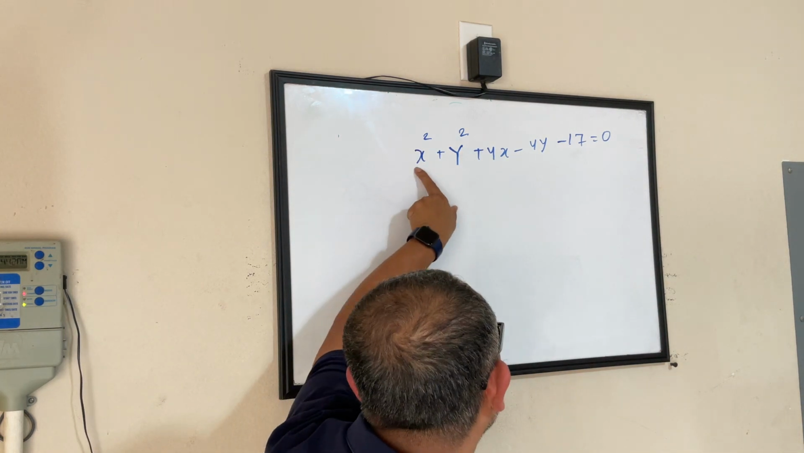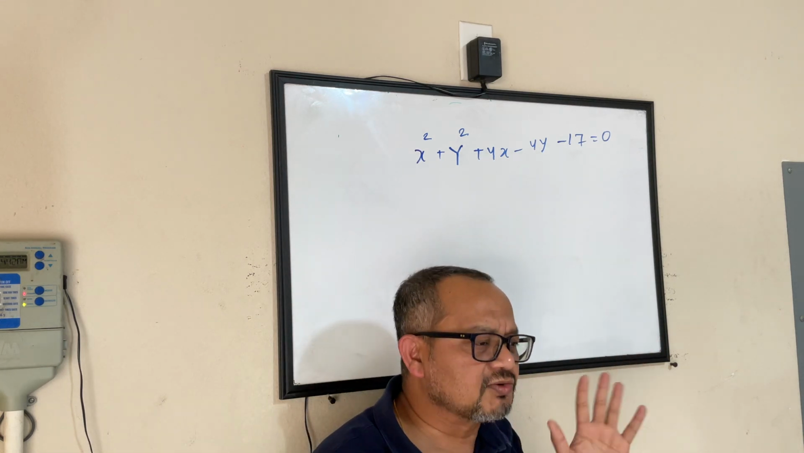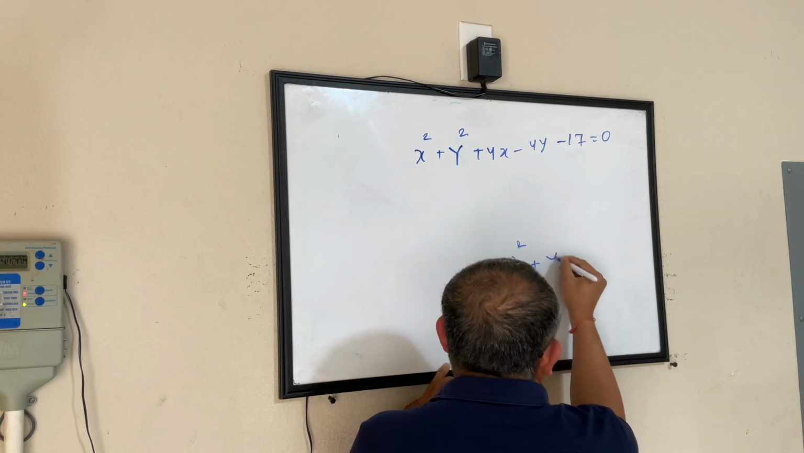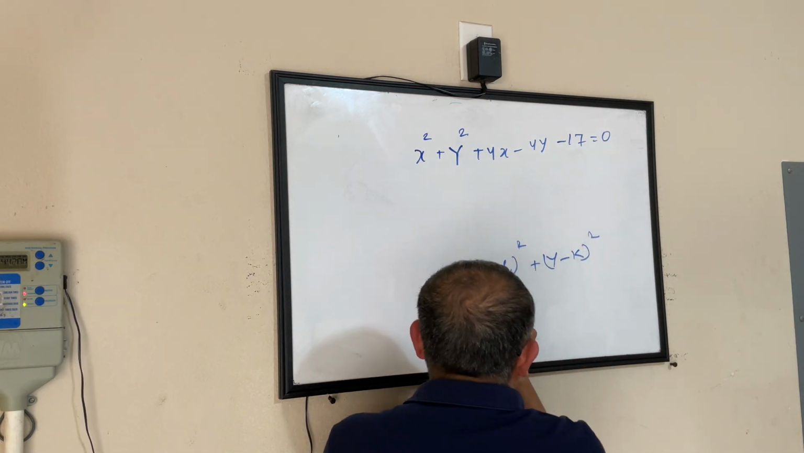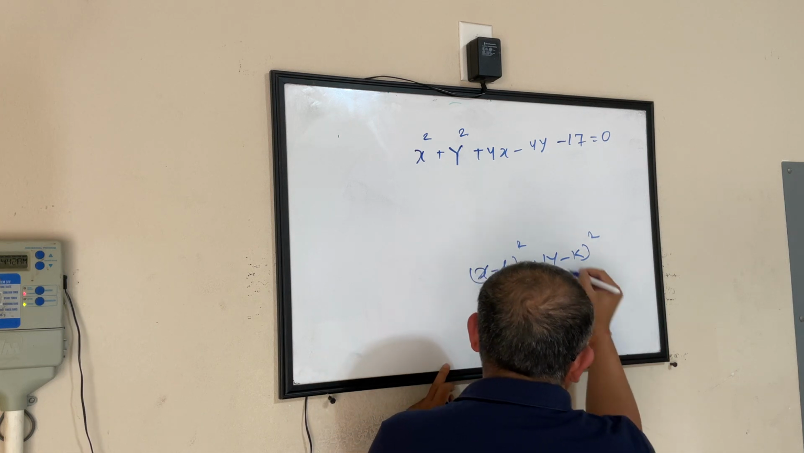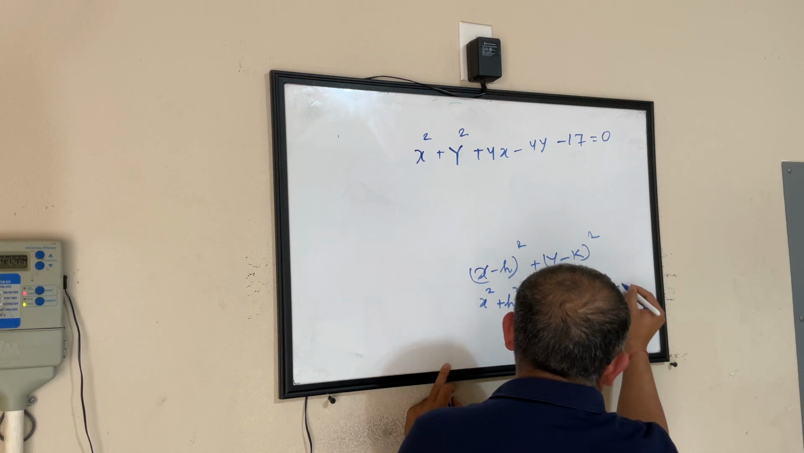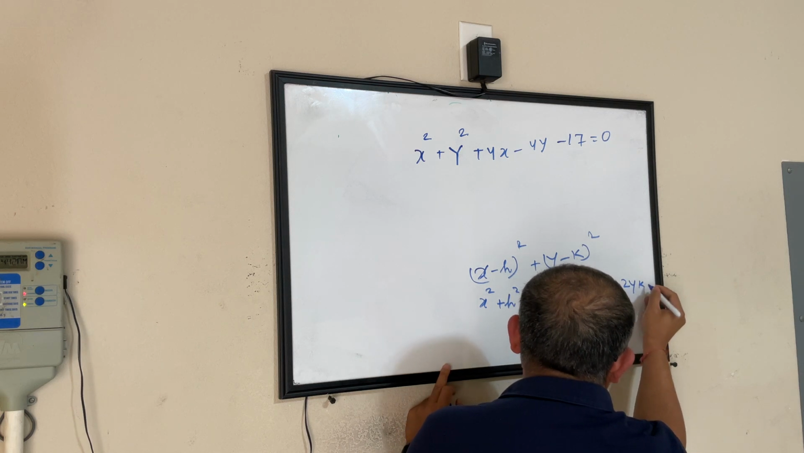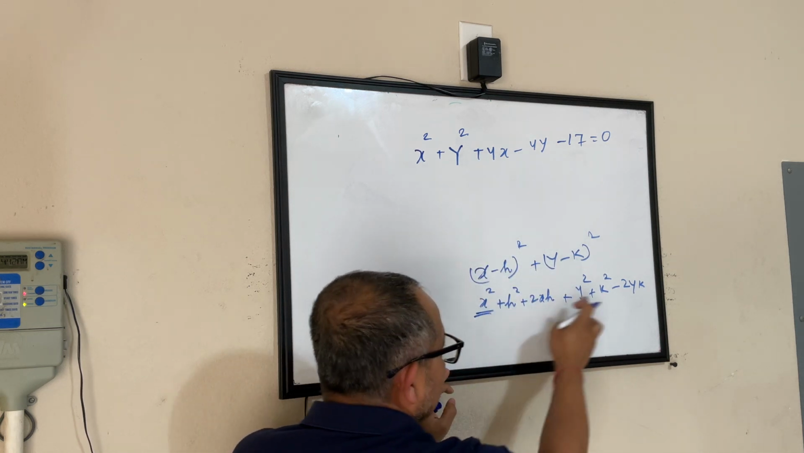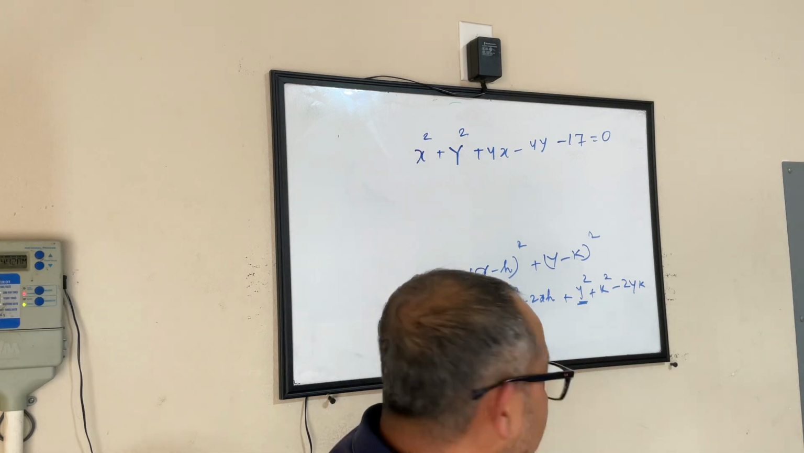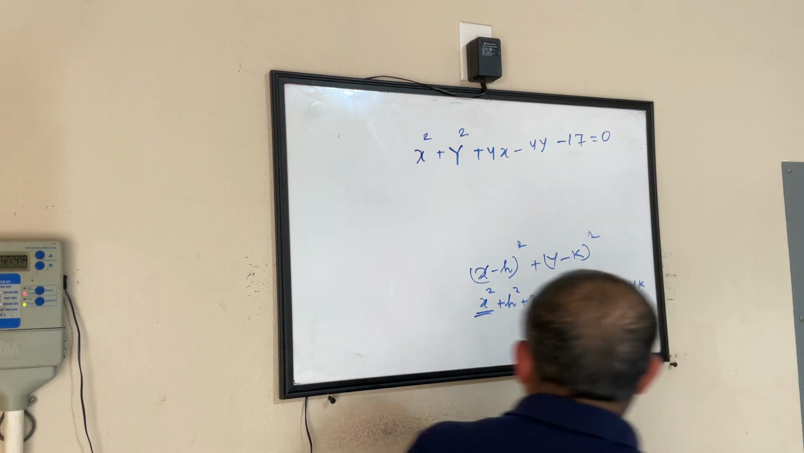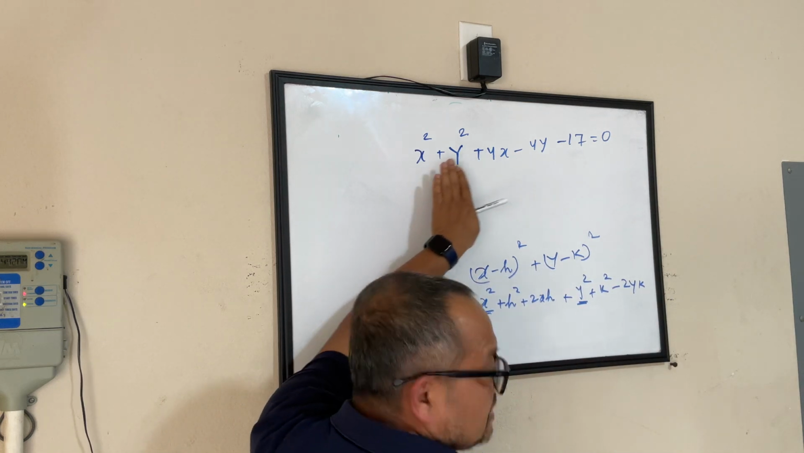As long as I have a square of x and square of y, you can fairly assume that this is a circle equation, because if you expand (x minus h) square plus (y minus k) square, you will get x square plus h square minus 2xh plus y square plus k square minus 2yk. You have to have x square and y square, and h and k are anyways numbers, so you should be fine. So let's go with the assumption that this seems to be a circle equation.